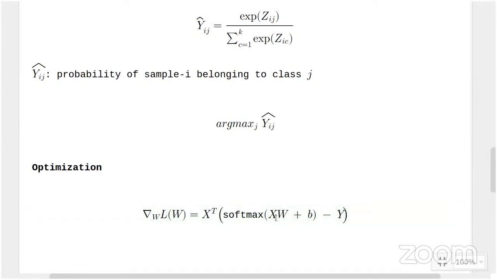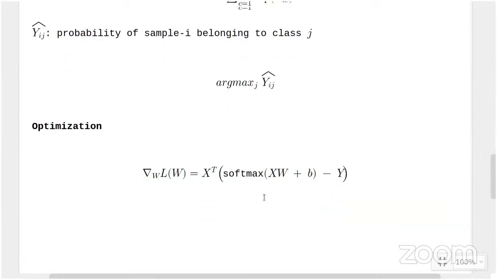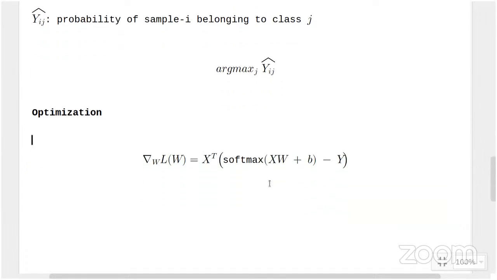Now, do you see the connection between logistic regression and softmax regression? If W became a vector and softmax turned into sigmoid, this would be logistic regression. Instead of that, you have W being a matrix and Y being a one-hot encoded matrix. That is the only difference.